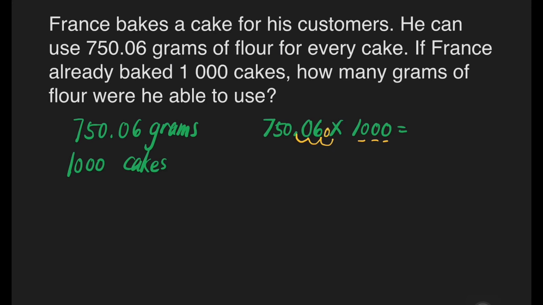So our final answer would be, let's copy 7, 5, 0, 0, 6, 0. So the decimal point is right at the back, but we may not write it anymore. Okay, so grams is our label. That will give us 750,060 grams of flour. It means Franz was able to use 750,060 grams of flour for 1,000 cakes, and that's so many.